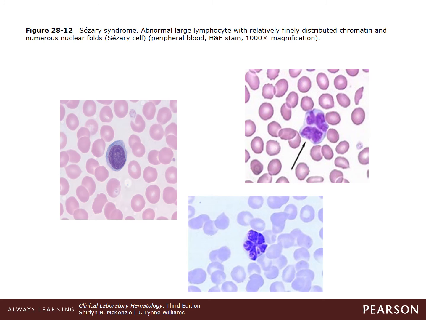They have a very irregular, convoluted, more cerebriform nuclear outline. They can have marked nuclear convolutions that are easily identified, but not all the time. They can look like the slide on the left. And they are abnormally large in size with regular, finely distributed chromatin.